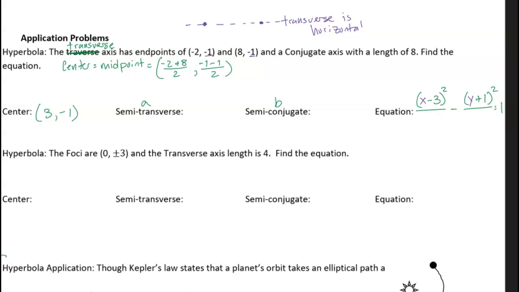Let's do the easy one first. How do you find your semi-conjugate? And please just answer quickly because I really need to go to the restroom and we want to finish on time. So how do you find the semi-conjugate?